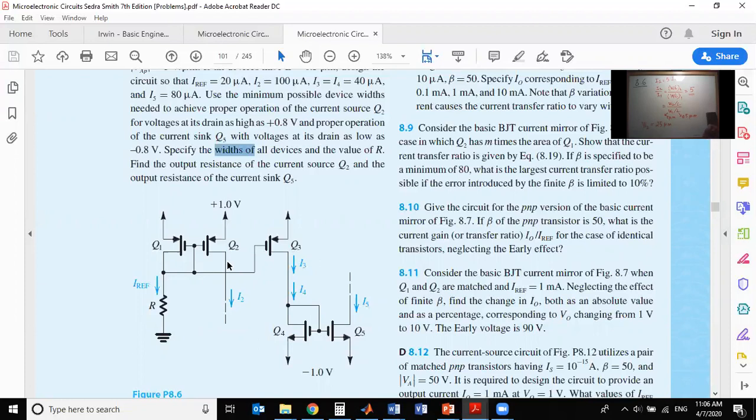Yes, you can use this equation as well. But instead of substituting in all these parameters, this is much easier, right? This ratio comes from I2 over I1. I2 equals half Kp prime W over L2 times V overdrive squared, and I1 equals half Kp prime W over L1 times V overdrive squared. All these are the same, so cancel this, cancel this, and you get this. So instead of substituting in the large one, you just substitute here, right?